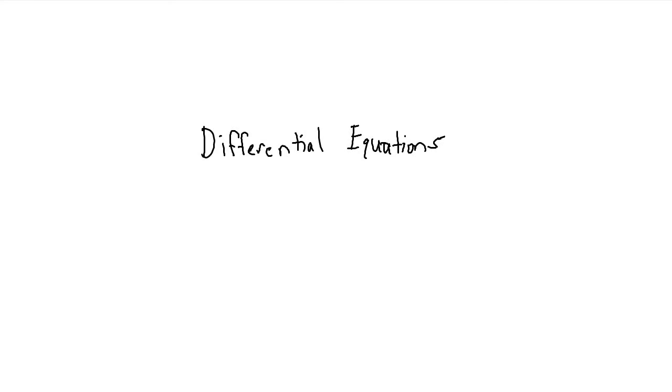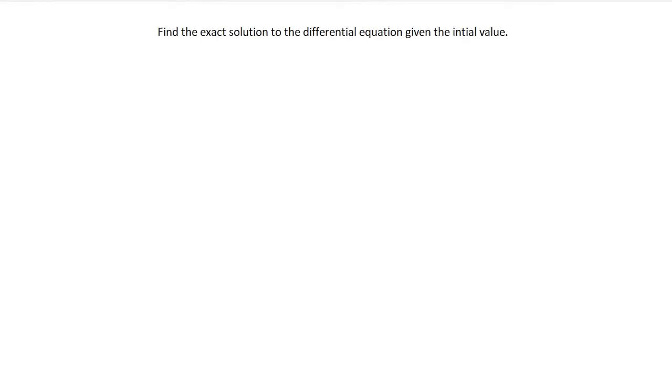So let's take a look at solving differential equations. For all of these problems, we have to find the exact solution to the differential equation given the initial value. So for problem number 1, the differential equation is dy/dx equals 1 plus x plus x squared over 2, with the initial value of (0, 1).